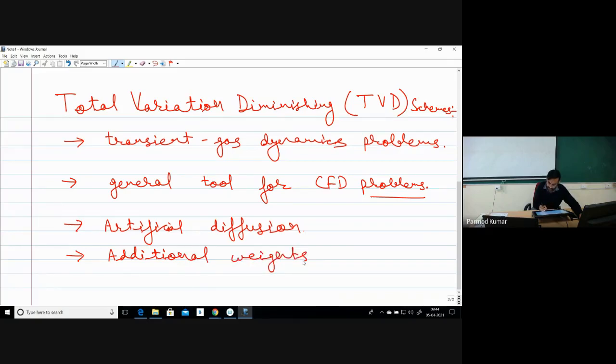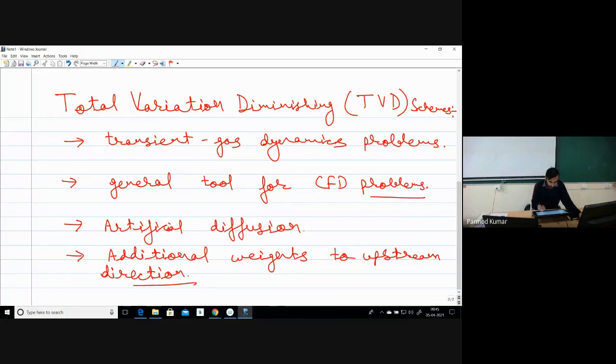Okay, so we can provide some additional weights to the upstream direction. Basically, we have seen the main cause of oscillations is nothing but the scheme not being able to account for the transportive behavior of the field variable. So that's what can be done using the TVD schemes.